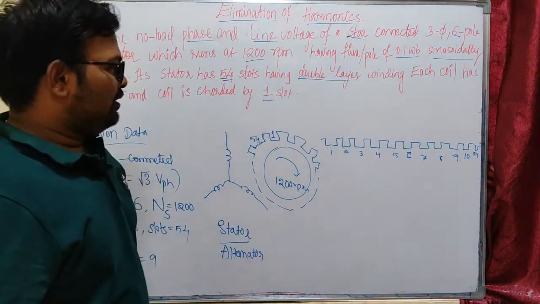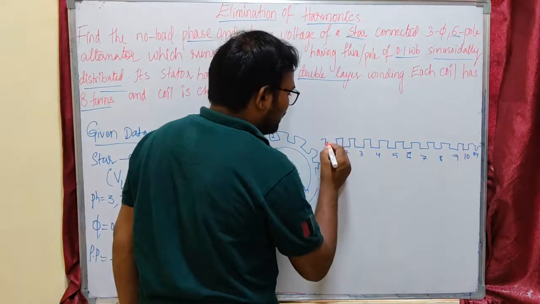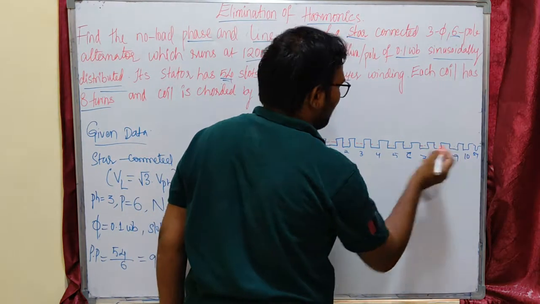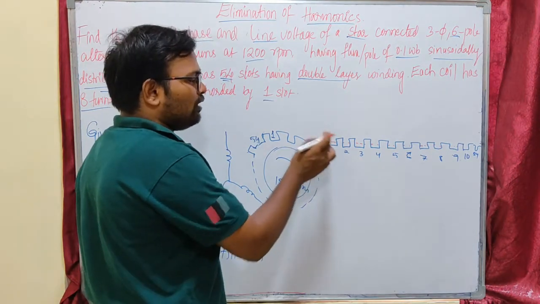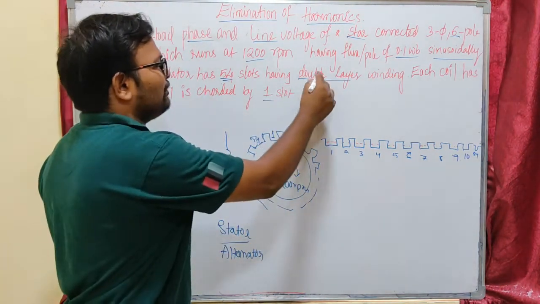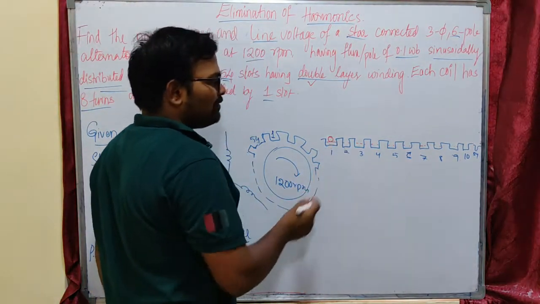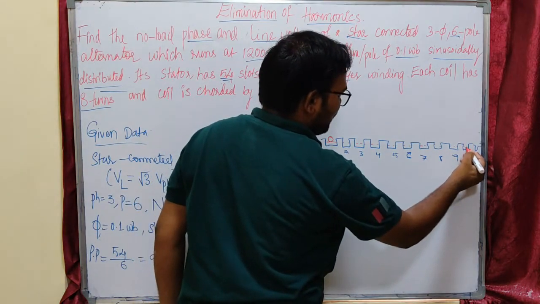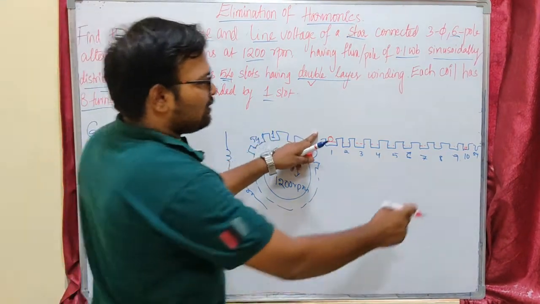Now let us observe a double layer winding. Double layer means there will be two coil sides in each slot. If this is one slot, there will be two decks here, upper deck and lower deck. That means I am going to keep two coil sides in one slot. That is nothing but double layer winding. For the first coil, I am going to keep the first coil side in the upper deck of the first slot, and after 9 slots I am going to keep the second coil side of the first coil in the 10th slot's lower deck. These two are coil sides of one coil.